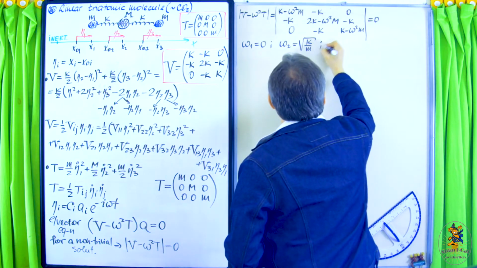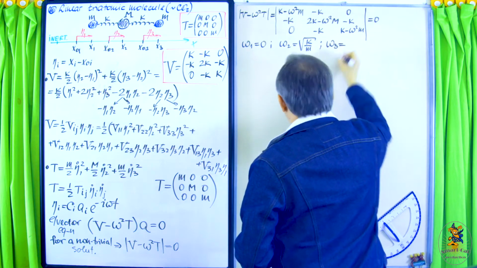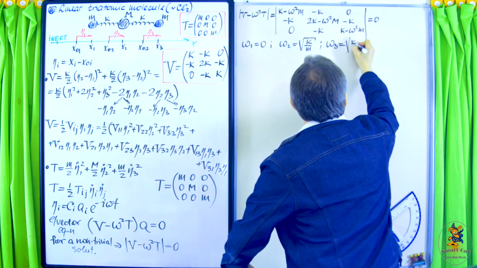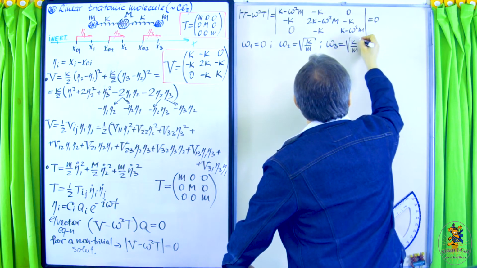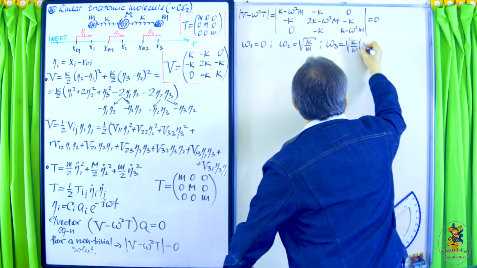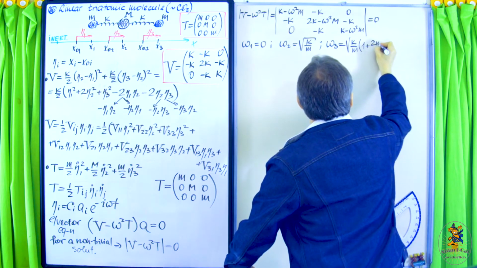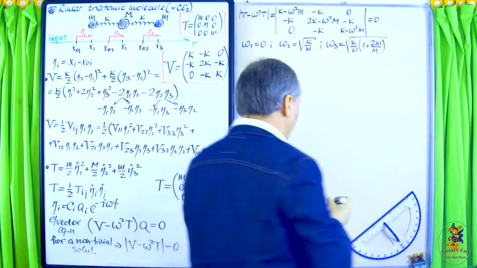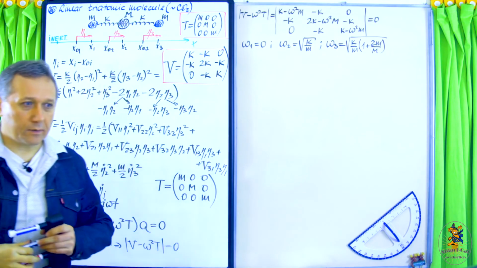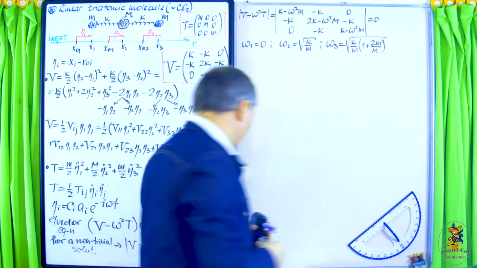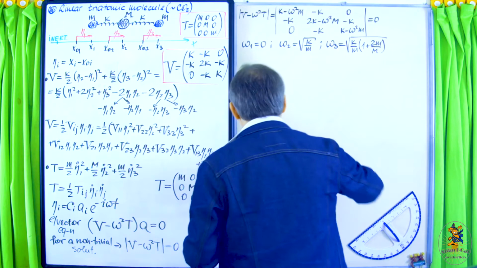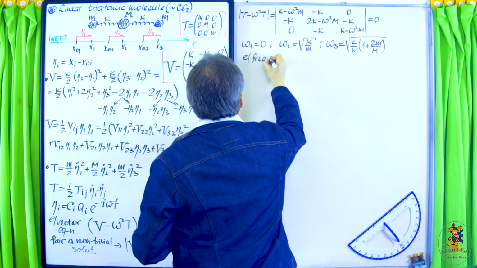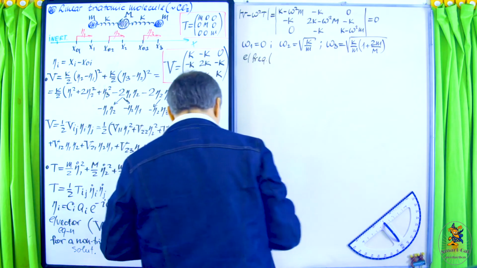And omega 3, more complicated, omega 3 equals square root of k over m times 1 plus 2m small divided by m capital. Right, so 3 eigenvalues or frequencies of normal modes. Normal mode frequencies. So eigenfrequencies or normal mode frequencies.